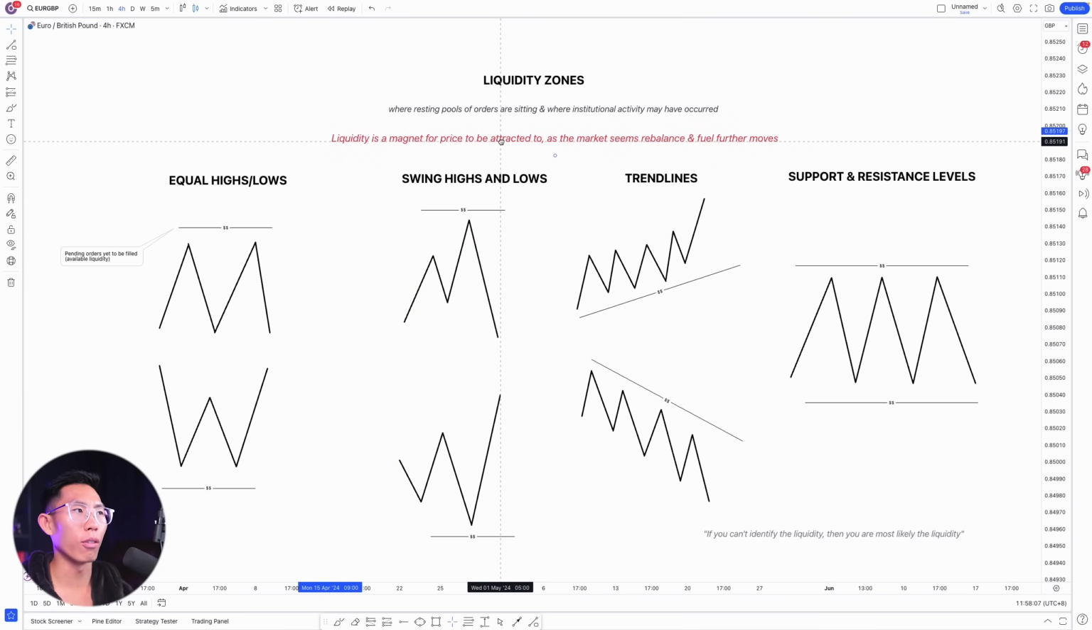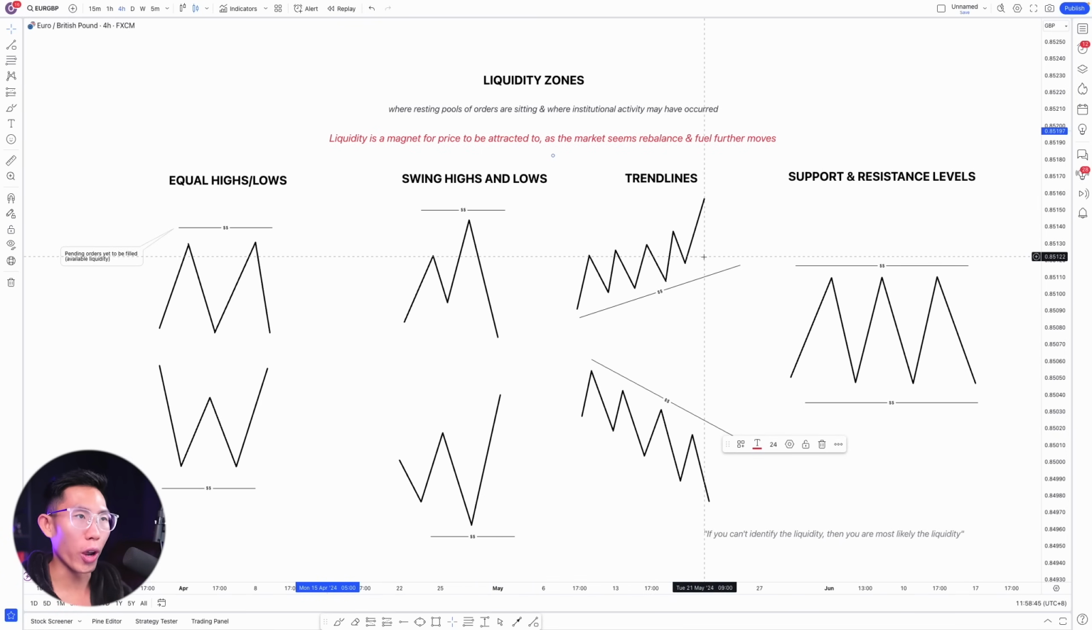Now, if you're still unclear on what liquidity is, it's basically a magnet for price to be attracted to, because the market needs to rebalance in order to fuel further moves, right? Because price cannot go up forever or go down forever. It has to go down, retrace a little bit so that it can gain more fuel, just like a car, before continuing and heading back down, right? The market will never ever move up or down in a straight line. It needs some sort of fuel, and that is where liquidity comes in.